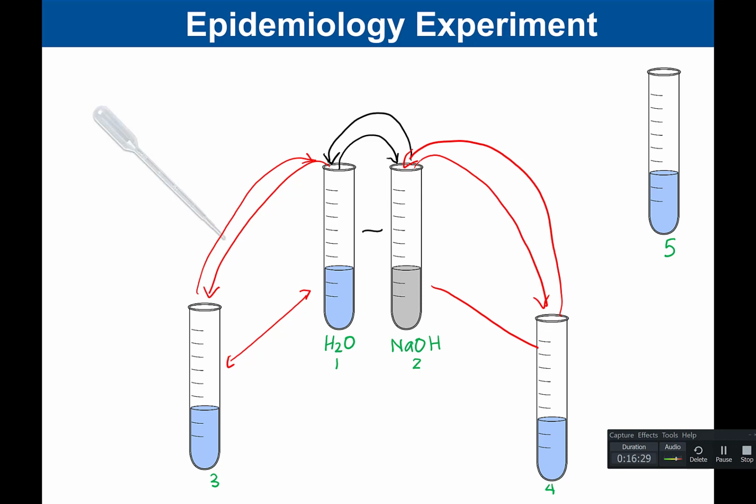And so after 2 contacts, we would want to check to see who ends up with the disease. Now again, just by looking at the tubes, there's no way to know who has the disease. So the way that we would test to see if you have the disease after 2 contacts is that we would use phenol red. Phenol red is a pH indicator.